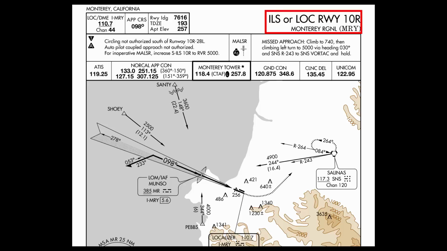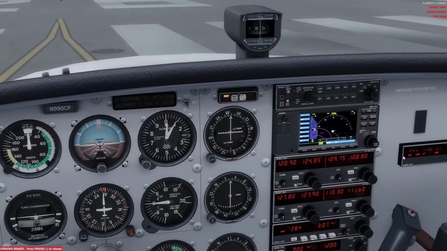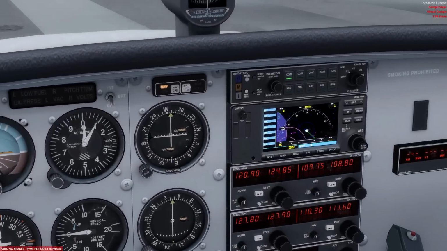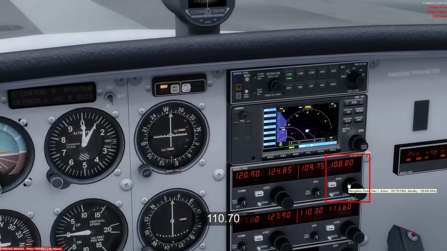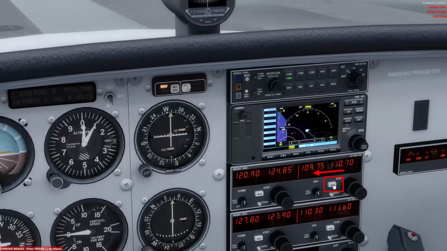I'm going to land at Monterey, runway 10 right. The localizer frequency is 110.7 and the approach course is 98 degrees. Let's fill this data into the cockpit instruments. In the nav1 radio I set 110.7 and set it to the active frequency.